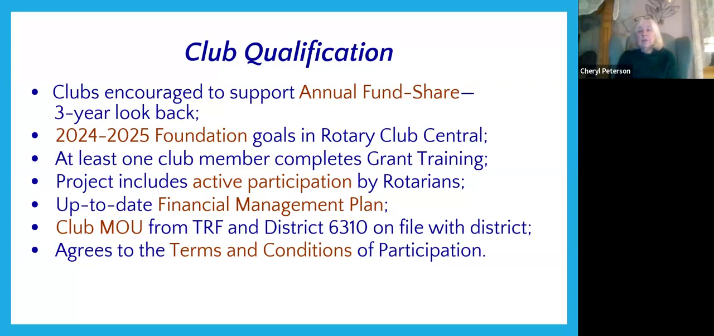Another qualification is that you have to have goals in Rotary Club Central for 2024-25 in order to be qualified. At least one club member needs to complete grant training. That's why you're here tonight. The project involves active participation by Rotarians. And this one I want to talk a little bit more about in a couple of minutes, an up-to-date financial management plan. Now that club MOU has to be filed with the district. That's Connie who keeps that. And then, as I said before, your signature on it says that you agree with the terms and conditions of participation in the grant program.